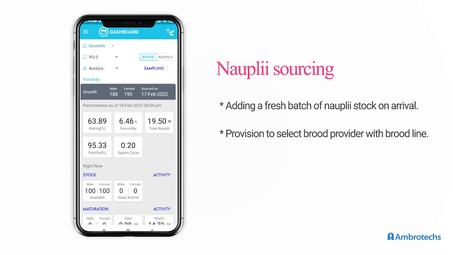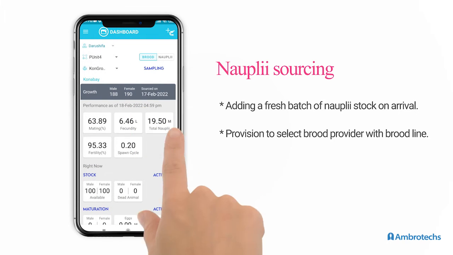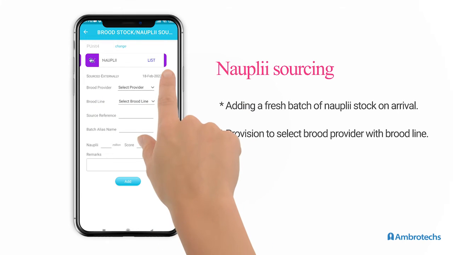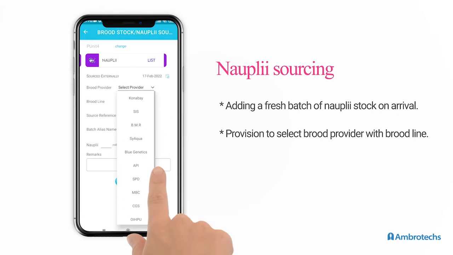In the dashboard, select Production Unit. Click the sourcing icon. Swipe the menu to Nauplii. Click on the date icon to select the date. Select date in the calendar pop-up.